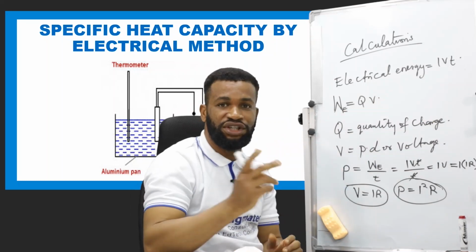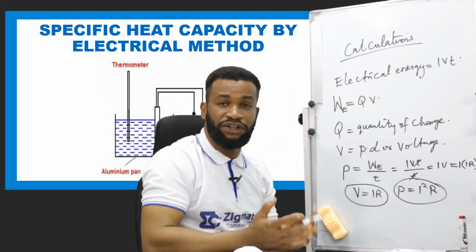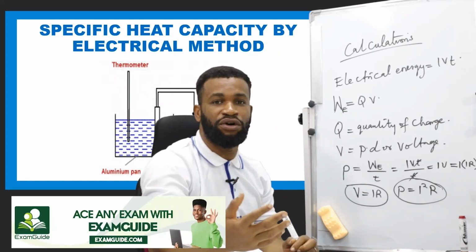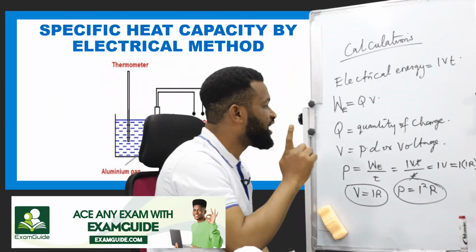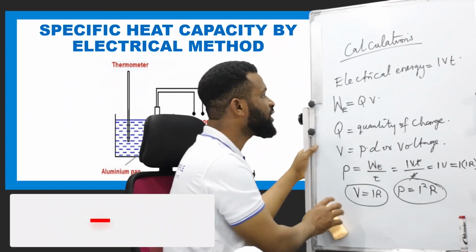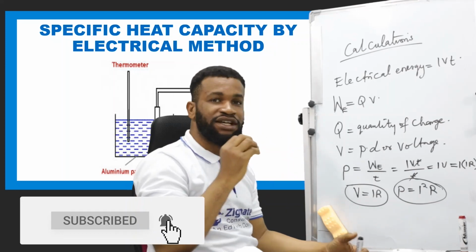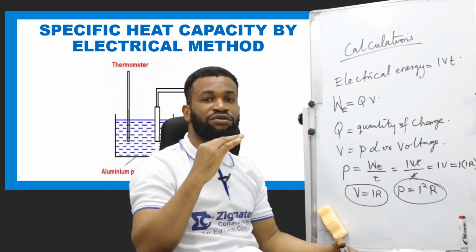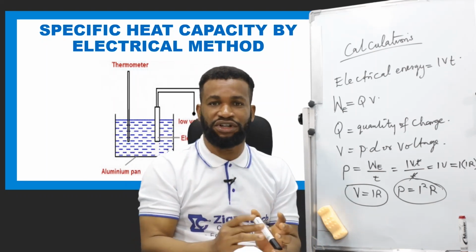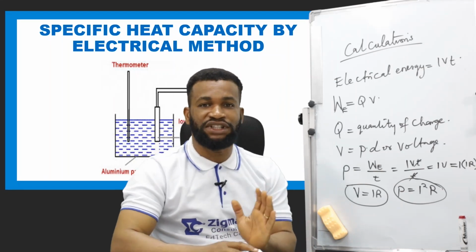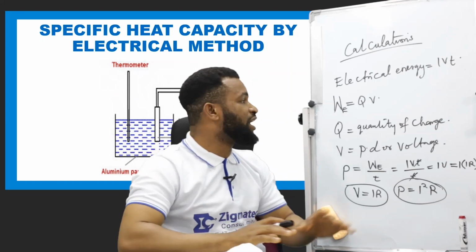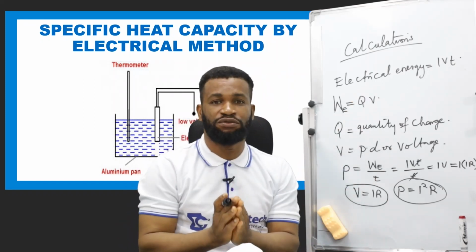These are some of the derivations we are going to use in explaining how to find the specific heat capacity of a substance, whether it be a solid or liquid. However, there is one more thing you have to understand: energy is neither created nor destroyed, but converted from one form to the other. So if energy can never be destroyed, that means heat energy must be converted to electrical energy, or electrical energy must be converted to heat energy. This is the principle that will guide us in what we are going to do today.